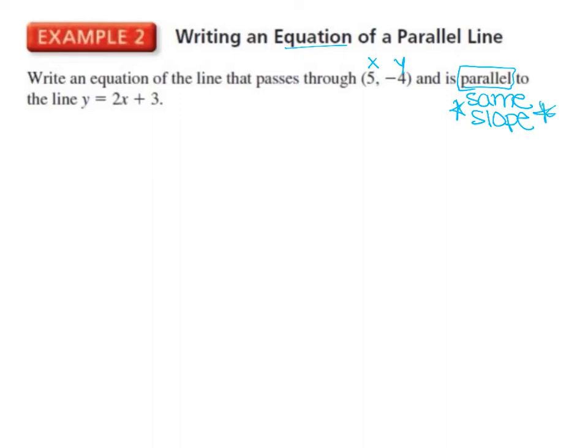Parallel, remember, key thing for parallel, it means it has the same slope. Right? I have to ask then, what would the slope have to be? Well, the slope of this line is 2. If the slope is going to be the same, right, that means my new slope is also going to be 2. So I am given this point and a slope. We already know how to write the equation of a line if I'm given the slope and a point. That's where we use our point-slope form.